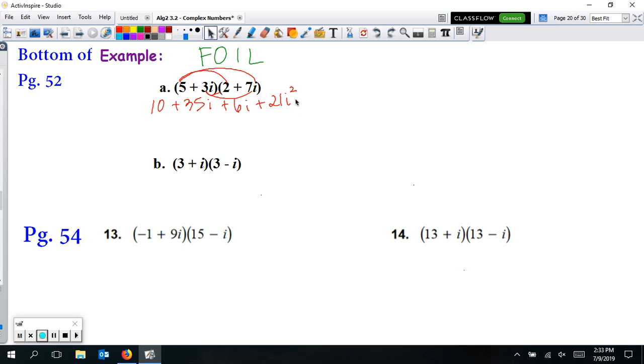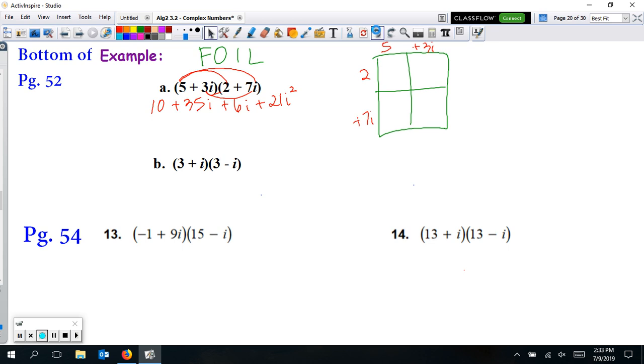Now there's another way we could do this other than FOIL if you prefer it. Maybe you've done this before. It's called the box technique, and you can put one of the complex numbers or binomials on top like this. So this column is the 5, this one's the 3i column, and then the other one goes down the side, so the 2 and the 7i go here. So you have your 2 row and your 7i row, and then just see what you can multiply.